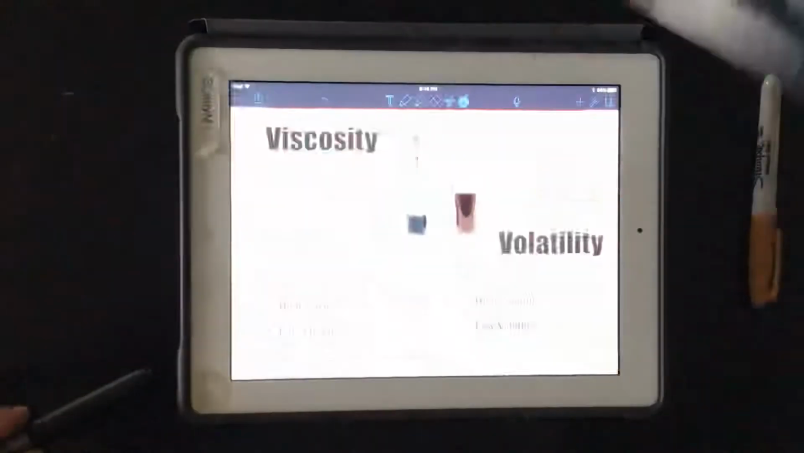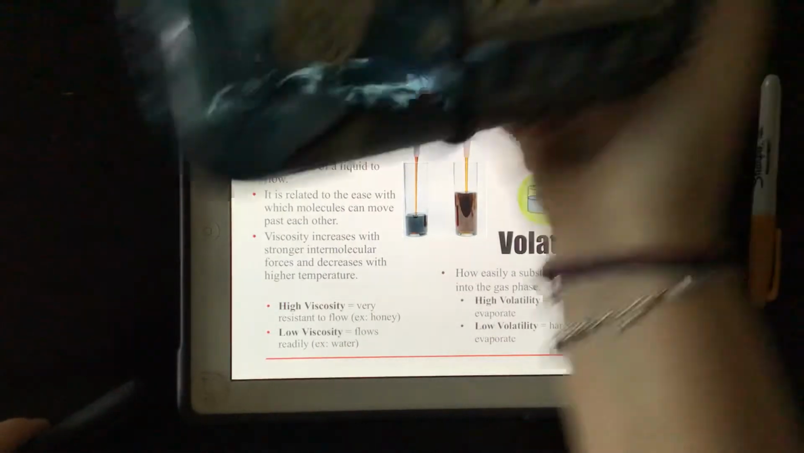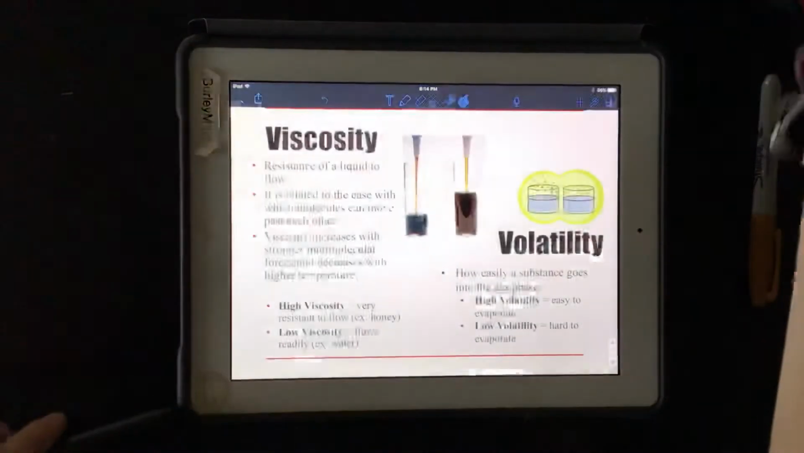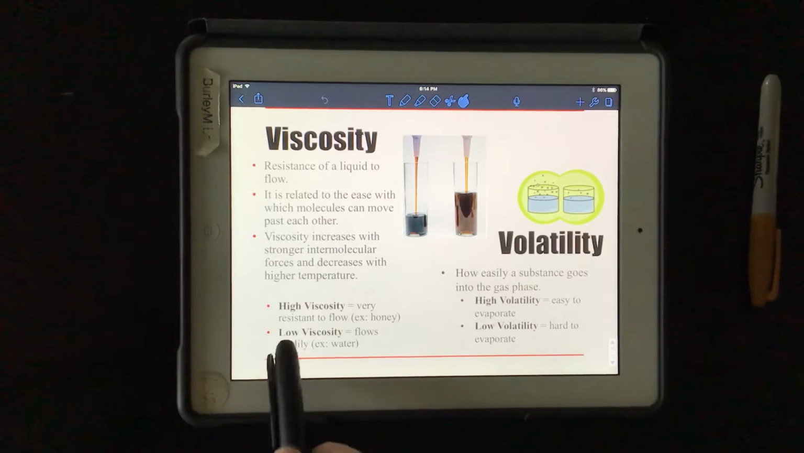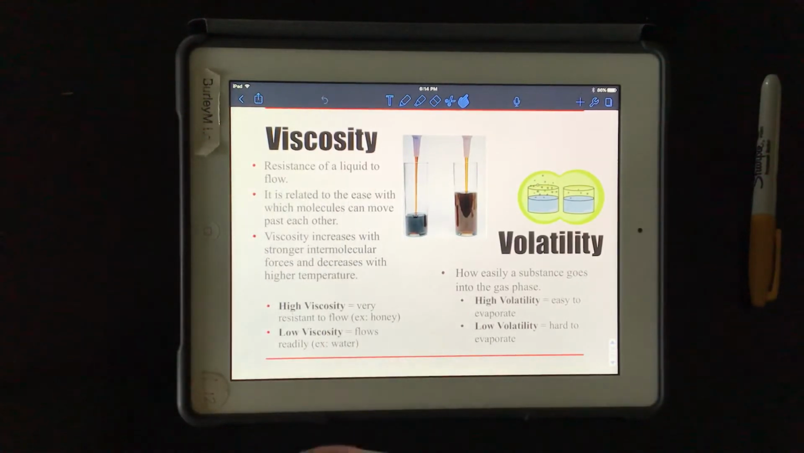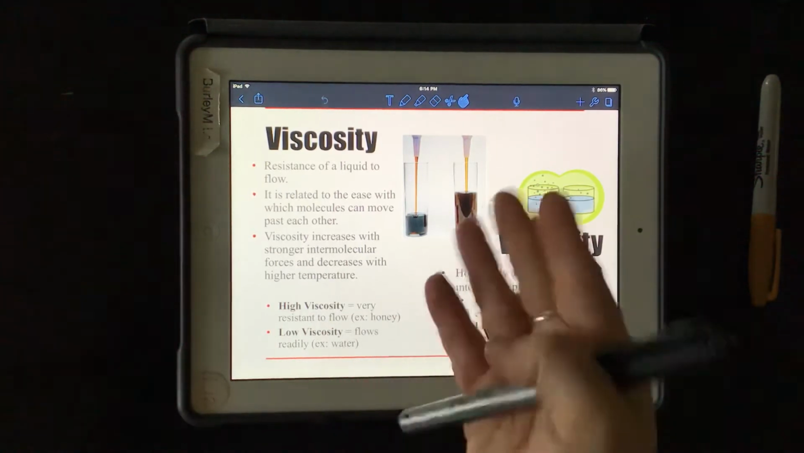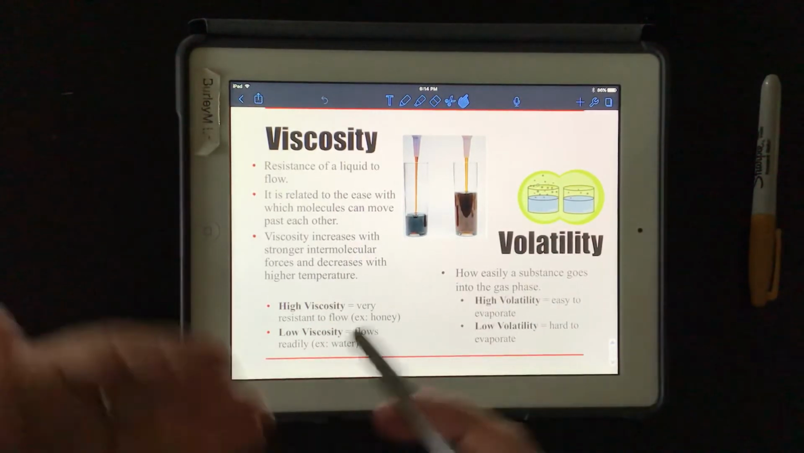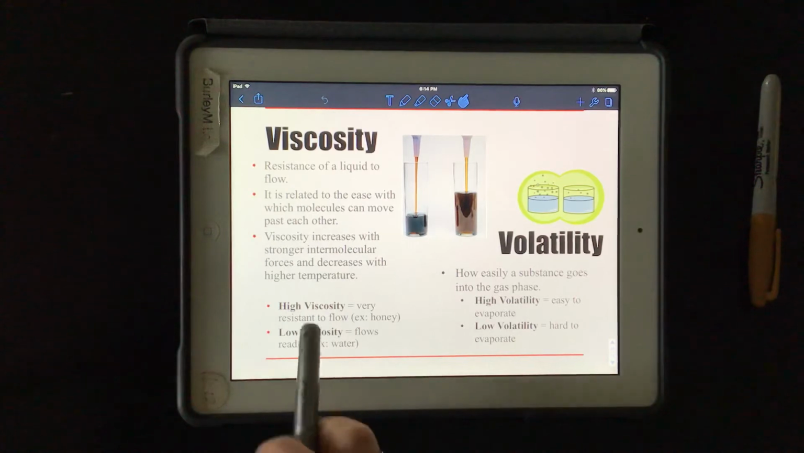You can hear the water shaking around in my water bottle. It flows very readily, which means that it's going to have a low viscosity. It's not very resistant to flow. But something like honey flows a lot slower. It's much more resistant to flow, so it has a very high viscosity.